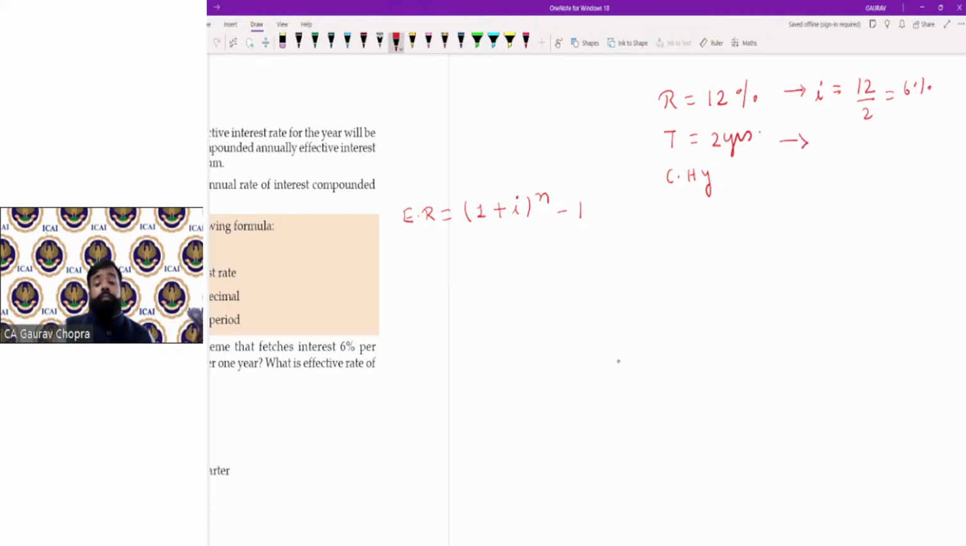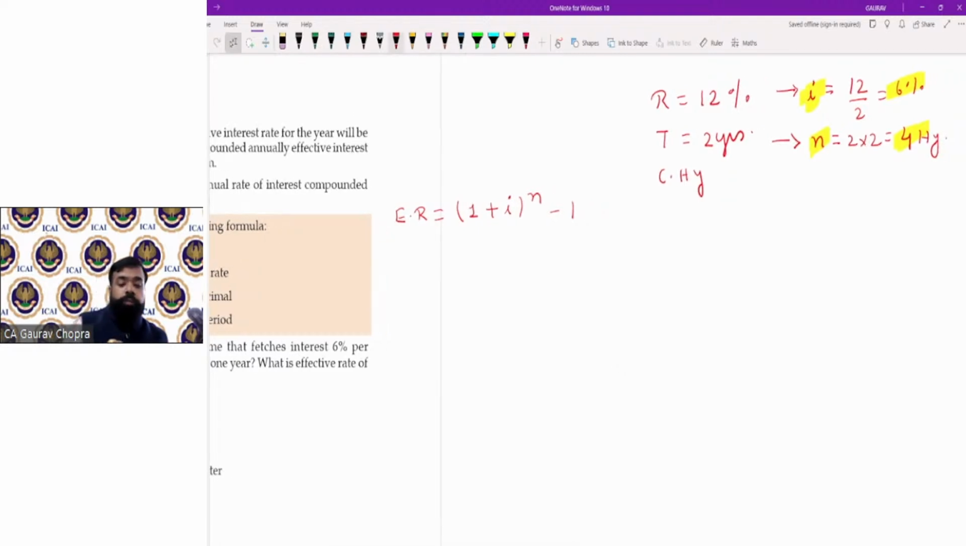And time is 2 years. We have to again convert into half year. So 2 into 2, it will be 4 half years. So I and N we have computed. I is 6%, N is 4. Now apply this in the formula. So 1 plus 0.06 to the power of 4 minus 1.